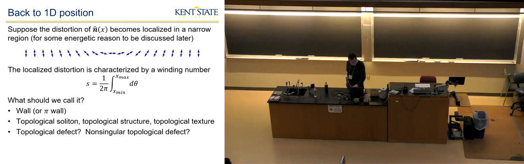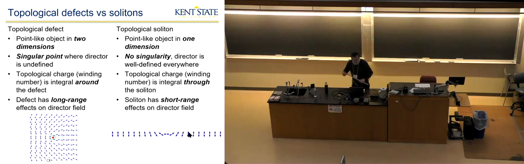Whoops, where am I? Okay, so let's compare the topological defects versus solitons. You can see the topological defect. It's a point-like object in two dimensions, right there. The topological soliton is a point-like object in one dimension. Here, there's a singular point where the director is undefined. Here, there isn't. The director is perfectly well-defined everywhere as you go along this.